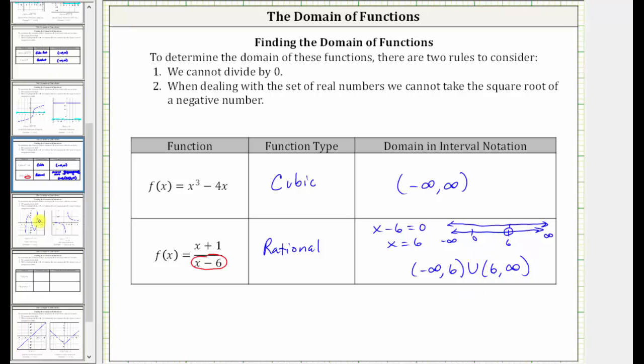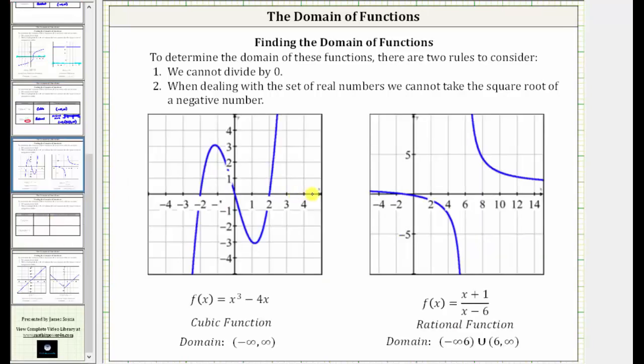Let's look at these two graphs. Again, we can see, looking at the cubic function, the graph moves to the left and right without any holes or breaks, which verifies the domain is all real numbers. And now for the rational function, notice how there is a break in the graph at x equals 6, but then from there the graph moves to the right and left, verifying the domain is all reals except 6.